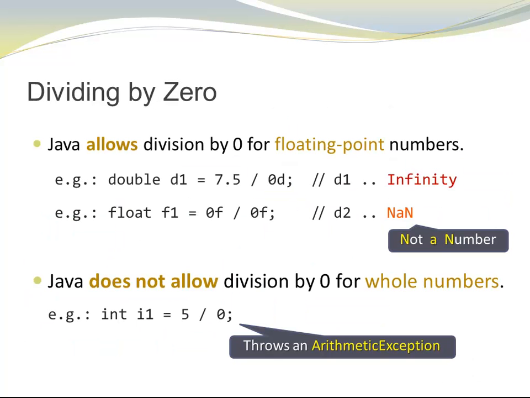Notice, Java allows division by 0 for floating point numbers. 7.5 divided by 0 results in infinity, but Java does not allow division by 0 for whole numbers. 5 divided by 0 throws an arithmetic exception.